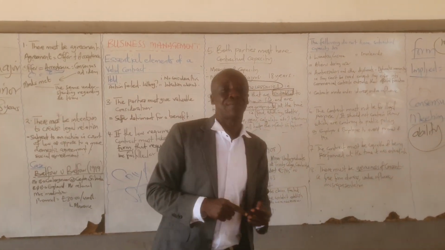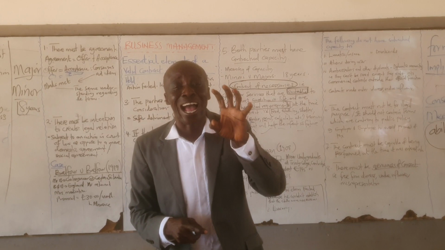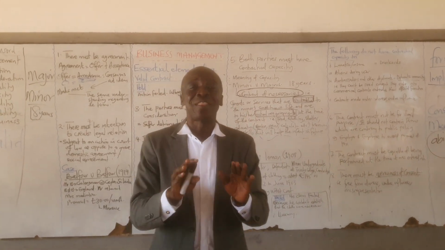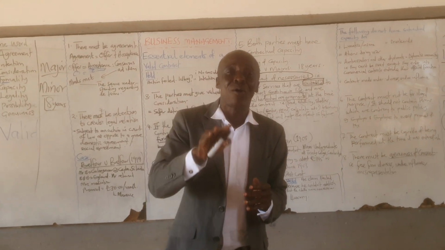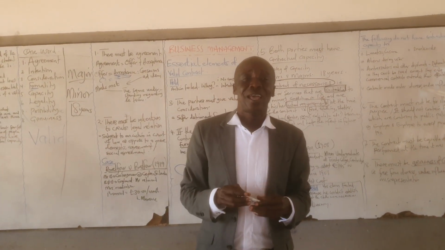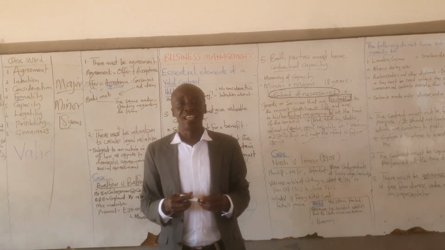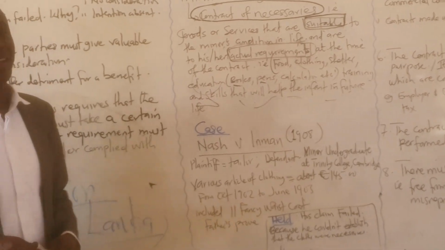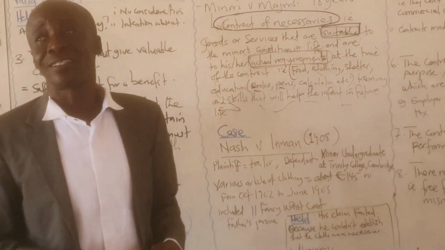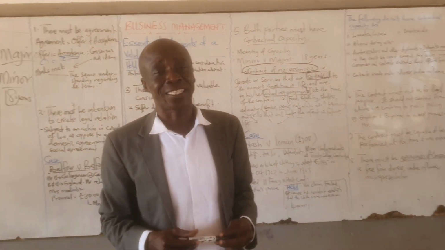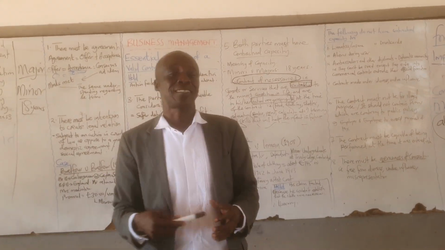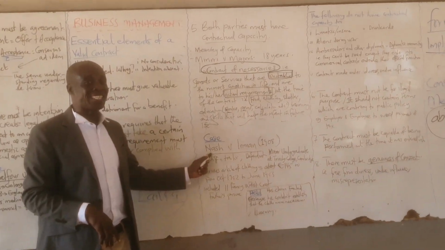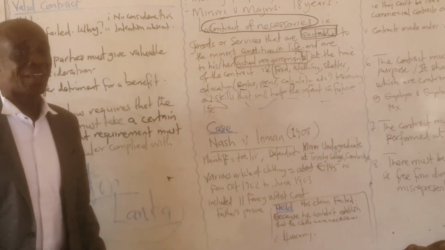Now we are going to look at a case that will show us that minors have limited contractual capacity, and that if the item is a necessary, the minor will be held liable to pay. And that is Nash versus Inman. In 1908, Nash versus Inman. Now you know who the plaintiff is. And you know who the defendant is. Because we have learned that the first name is the plaintiff, and this is the defendant.